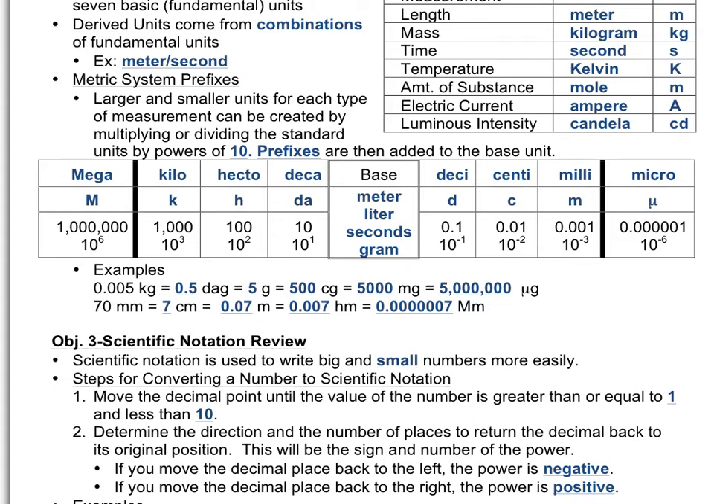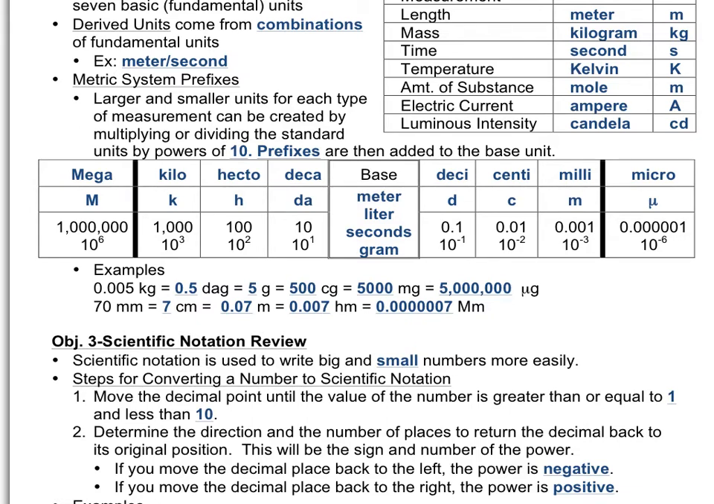And then getting into smaller units, we have deci, which is D, and that's a tenth, or 10 to the negative 1 power. Centi is C, it's 100th, or 10 to the negative 2. Then milli is an M, it's 1,000th, 10 to the negative 3rd. Then we jump to micro, which is mu. It's kind of a funny looking U with a longer front. And we have 1,000,000th, and it's 10 to the negative 6.